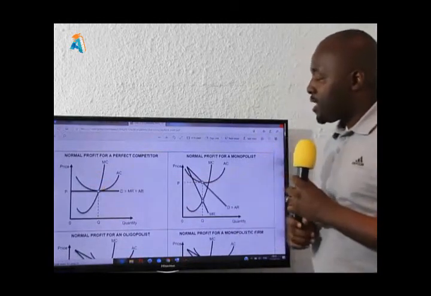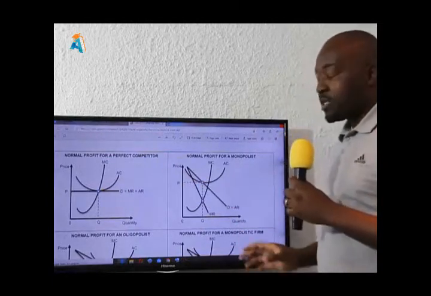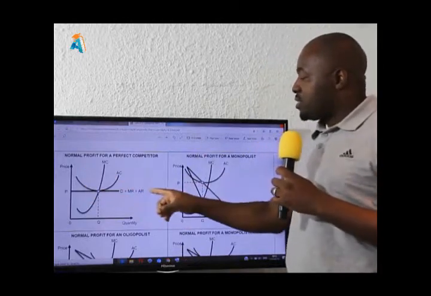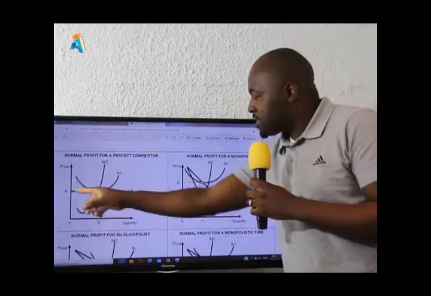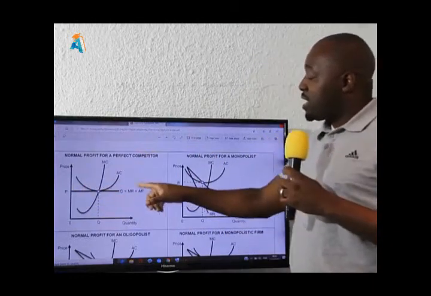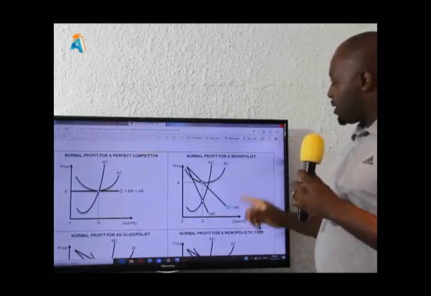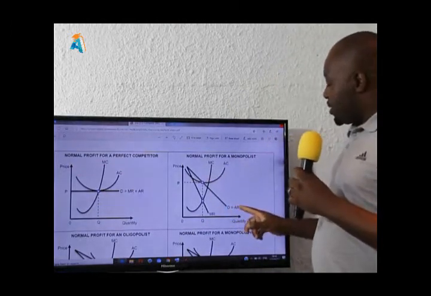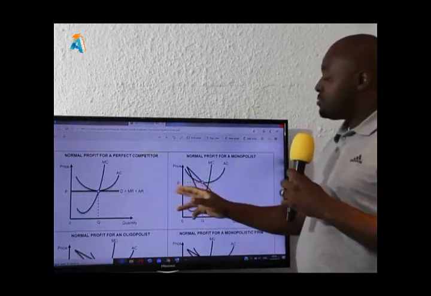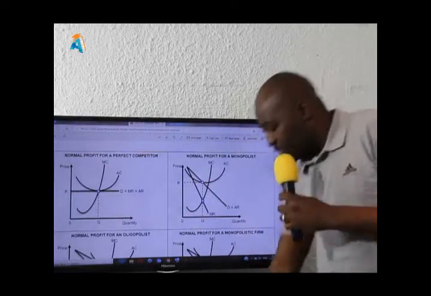Okay, then here we have normal profit for all 4 market structures. The reason we say normal profit, first and foremost, why is this perfect? Demand curve is horizontal. Why is this normal profit? Because AR is equal to AC. Here, it's monopoly. Demand curve downward sloping, AR, P, AC, P. If this is 10, 10 minus 10, 0. That 0 is normal profit.